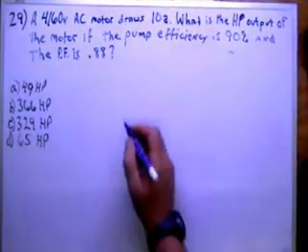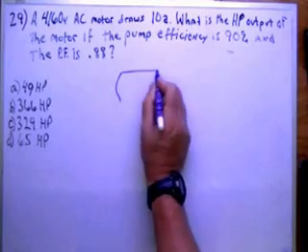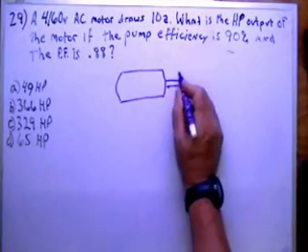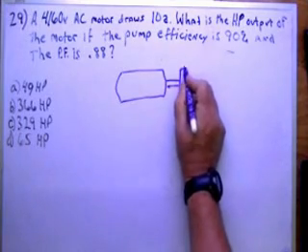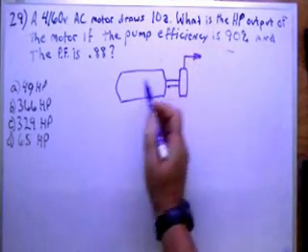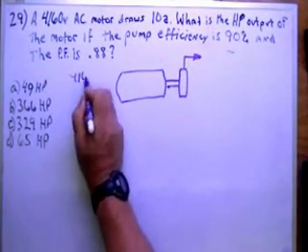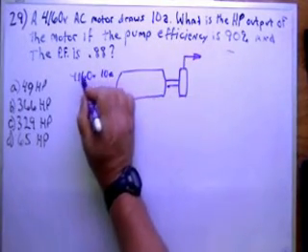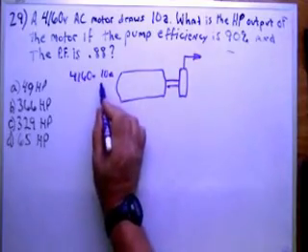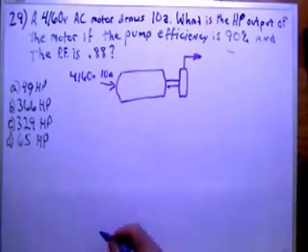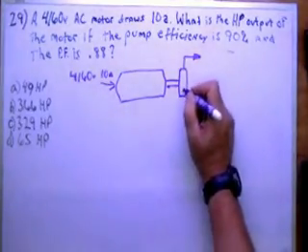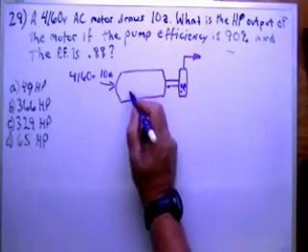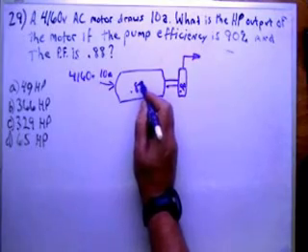First thing we're going to do, we'll draw the pump and motor just so we put the numbers in the right place. We've got 4160 volts at 10 amps going in. I've got a pump efficiency of 0.90, 90%, and the power factor of the motor is 0.88.